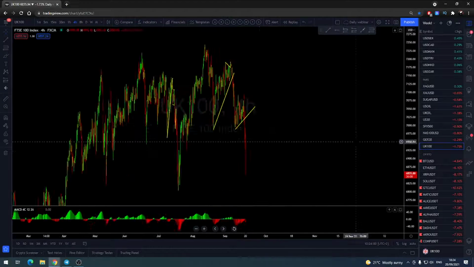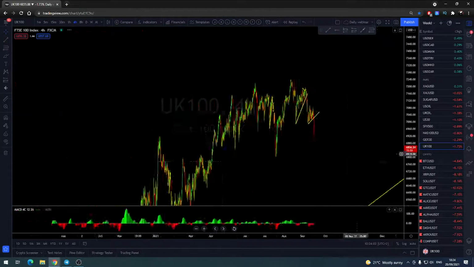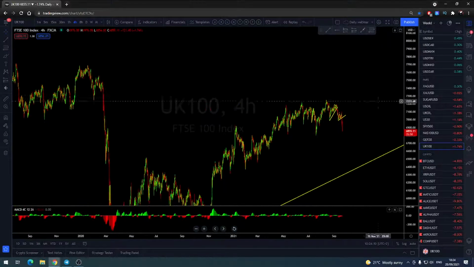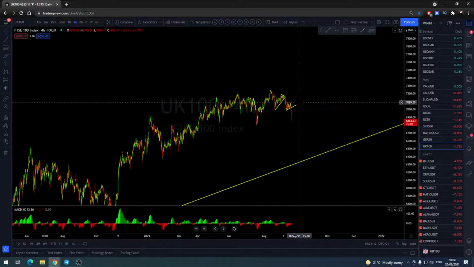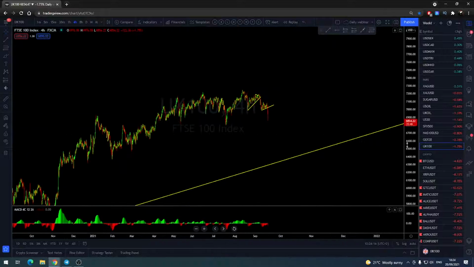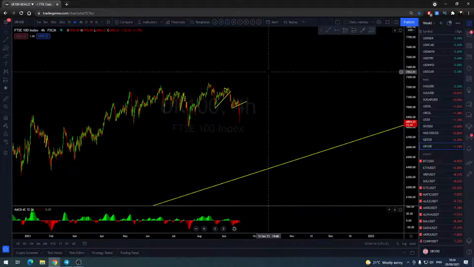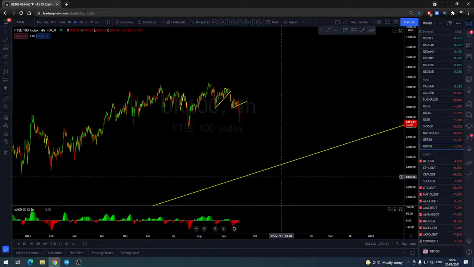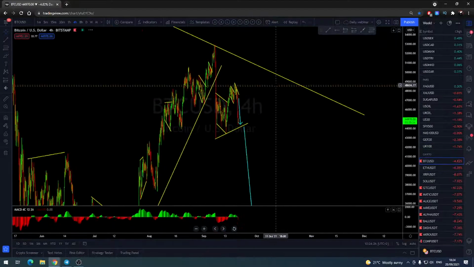UK 100, same there, wait for the correction, take the trade. Correction, take the trade. So keep on selling. Sell all the time. Watch for sell stops. It doesn't matter if there is any buy, just ignore it, don't go for it. Okay, this is most of it for the commodities and indices and forex. Now we will switch to the crypto.